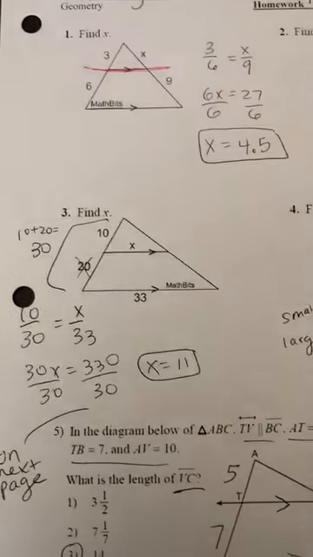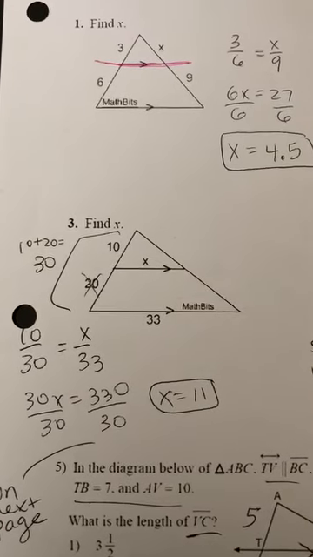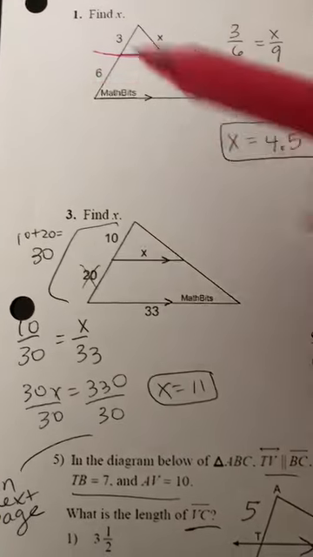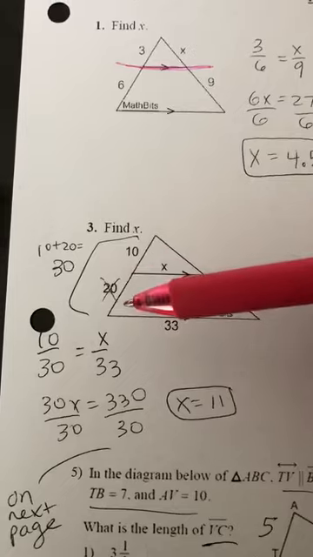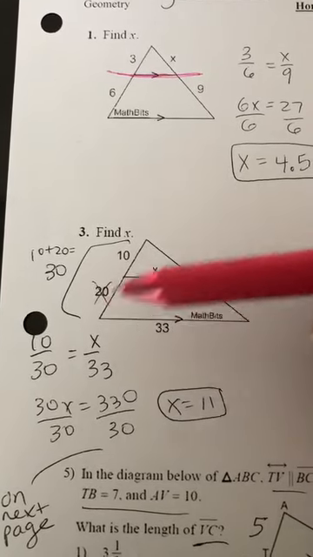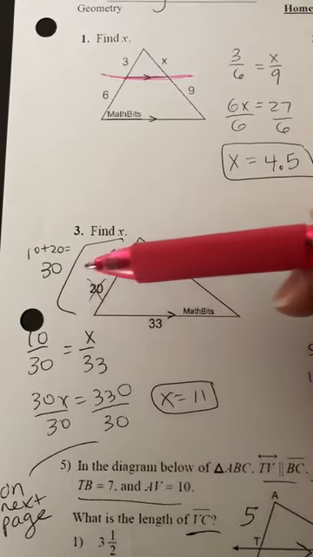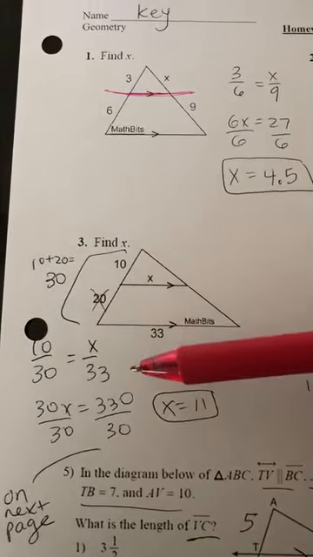Oh, and again, you can pause the video at any time. Here's number 3. Number 3 was very important to know. If you're using the 10 and the 20, you couldn't use the 20 in your proportion. You had to add it together to get the full side of the triangle. 10 plus 20 is that 30. And there's one of the many proportions you could have done.